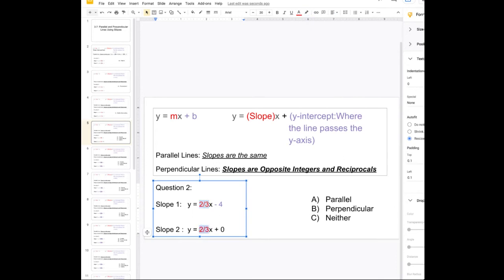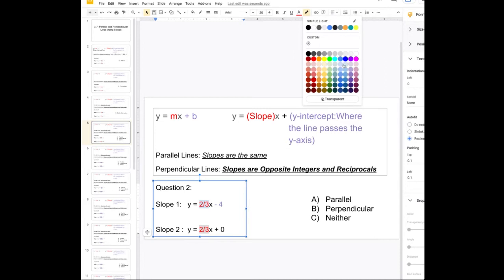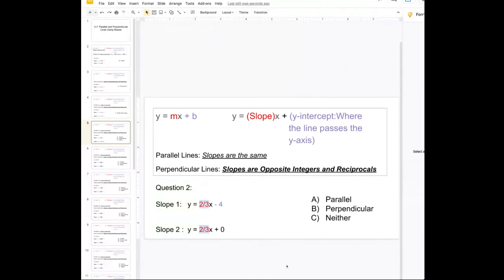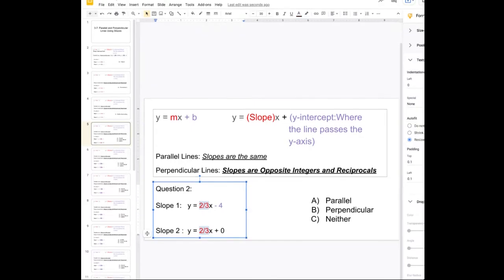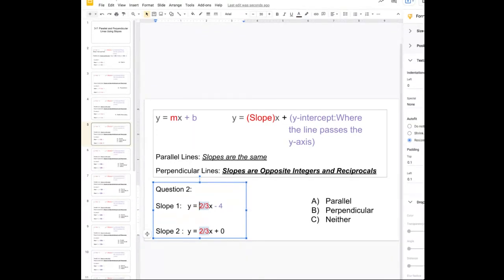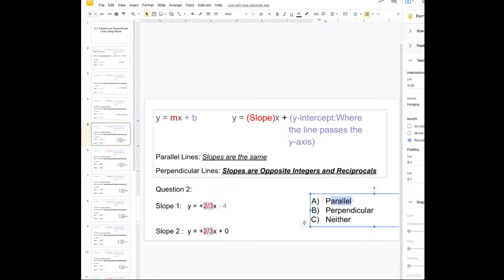A lot of students try to look at the whole thing, but all you need to look at is the slope that I'm highlighting right now. Okay. What do you think? This response here shows that the majority of students are saying it's parallel. The answer is true. All of them are parallel. Both slopes are parallel. Why? Because 2 over 3 is the same slope as 2 over 3. Positive 2 over 3 and positive 2 over 3 are the same, so they are parallel.